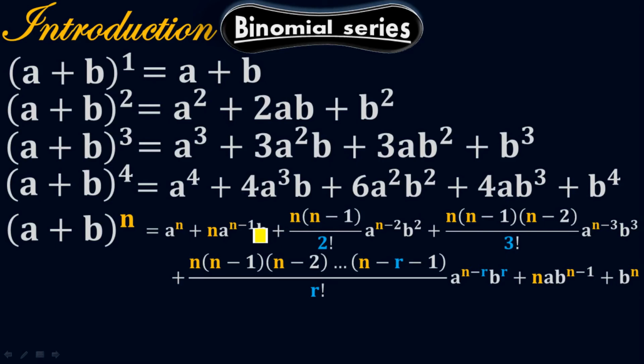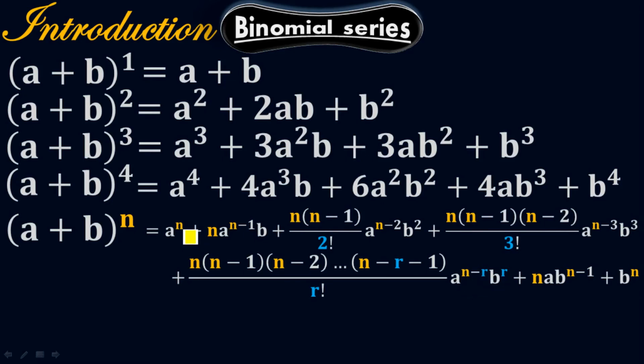Just for a moment, ignore the b. Let me first pick a. So it starts from n, and then a to the n minus 1, and then a to the n minus 2, and then a to the n minus 3, plus so on, up to a to the n minus r. Look, whatever value you have for the r, which is the factorial value, you have to plug in here for the r. So a to the n minus r.